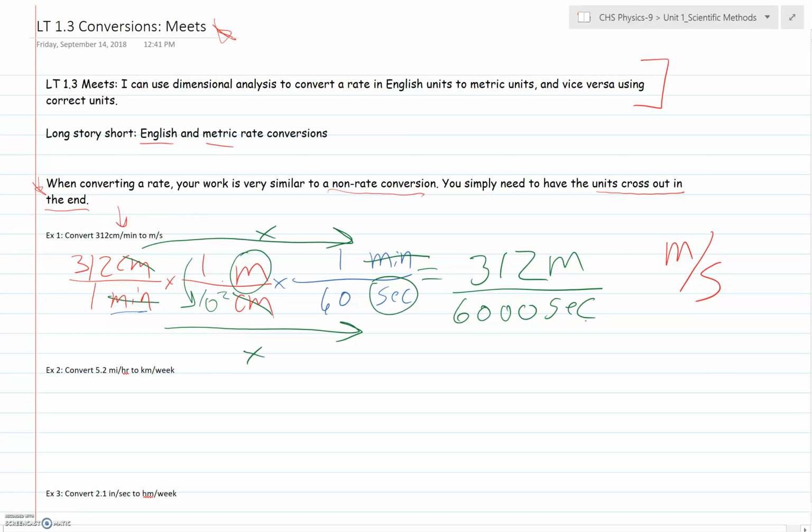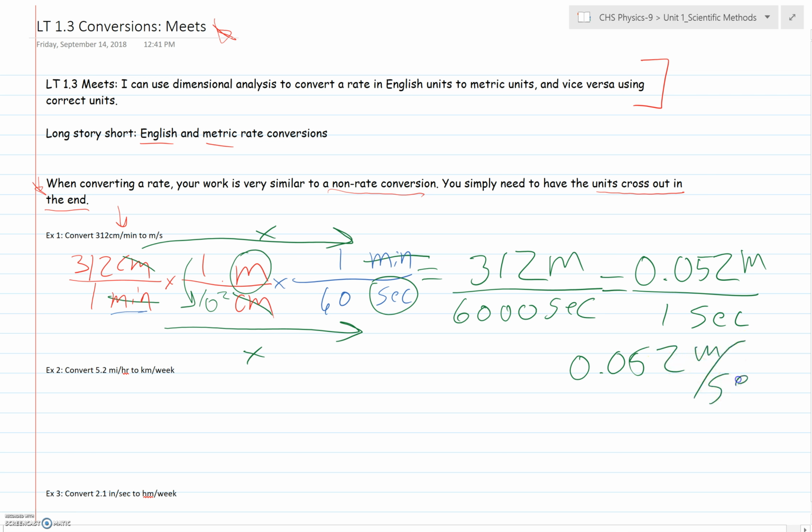Then I can type 312 divided by 6,000 into my calculator. And what I end up with is 0.052 meters over 1 second, or 0.052 meters per second. Both of these answers would be considered correct for this problem.